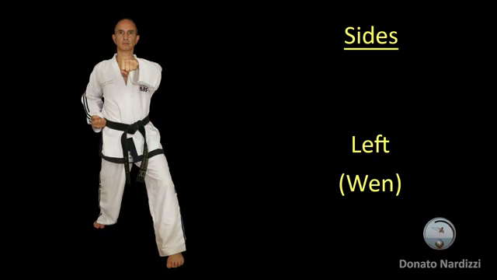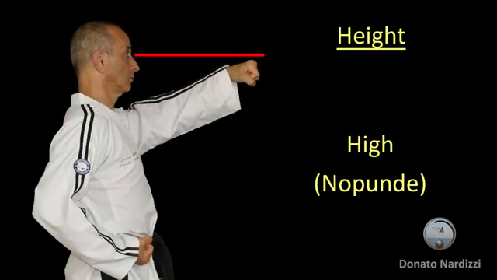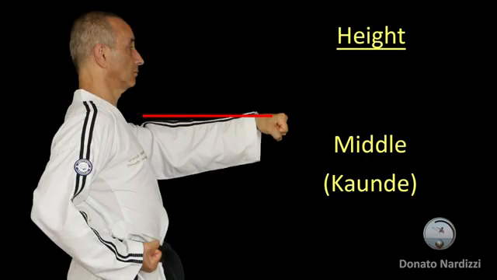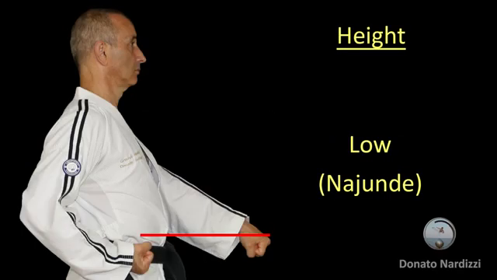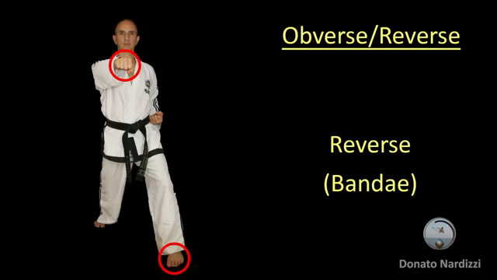Left, Wen. Right, Orun. High, Nopunde. Middle, Kaunde. Low, Najunde. Obverse, Paro. Reverse, Pandae.